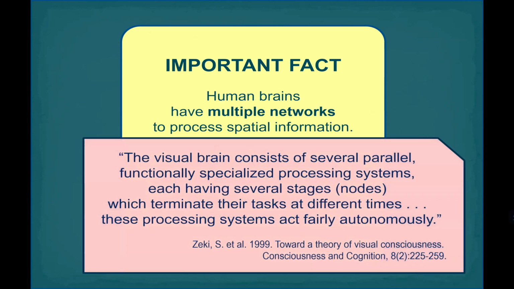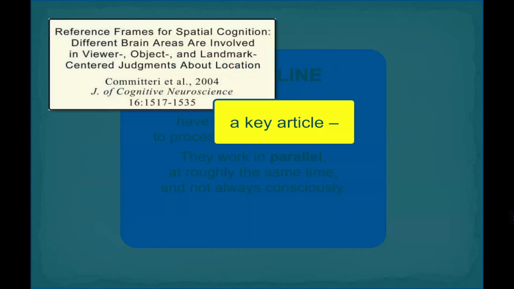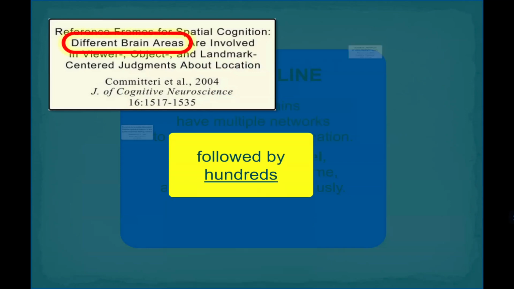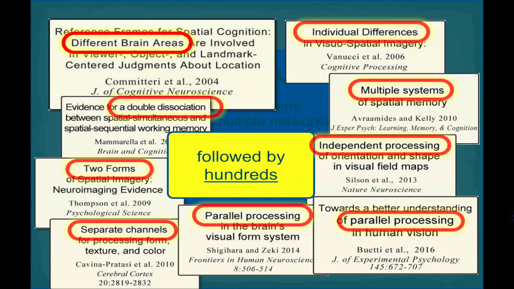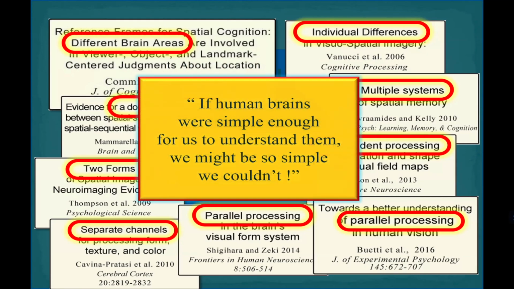There's a quote about the visual brain: it consists of several parallel, functionally specialized processing systems. They terminate their tasks at different times, and they act fairly autonomously. There's a key article from 2004 when we first started hooking brain scanners up to people. It talks about different brain areas, and it was followed by hundreds of articles that talk about individual differences, multiple systems, parallel processing, separate channels, 2 different forms. The joke I would use is, if human brains were simple enough for us to understand them, we might be so simple we wouldn't.